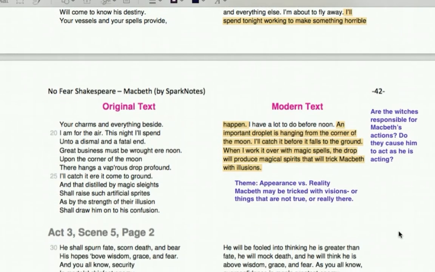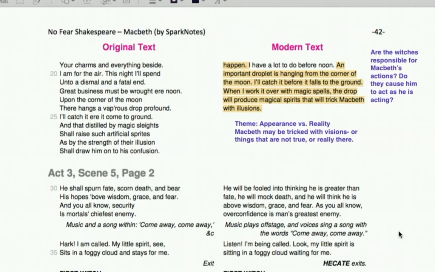So let's see how this scene ends. She has a few more lines before she leaves. So we'll pick up right here at line 30.